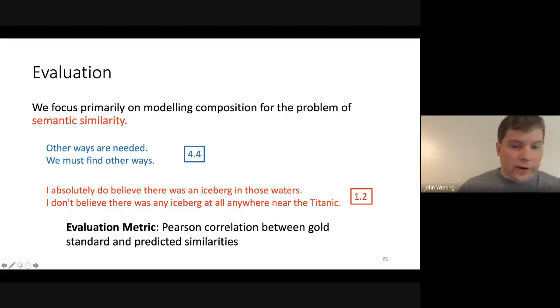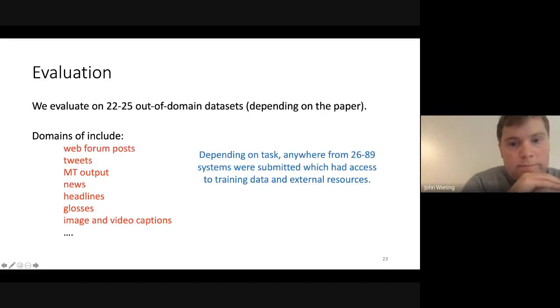Then these are evaluated by trying to match the correlation between the human scores and your system outputs. Again, these cover many different domains, things from tweets, to news, to glosses, to captions. And these are fairly popular tasks with many systems submitting.